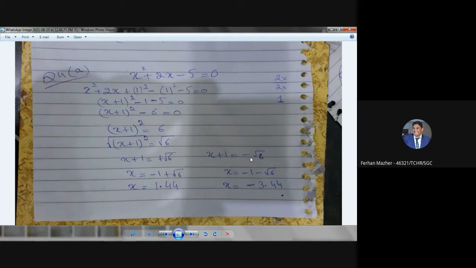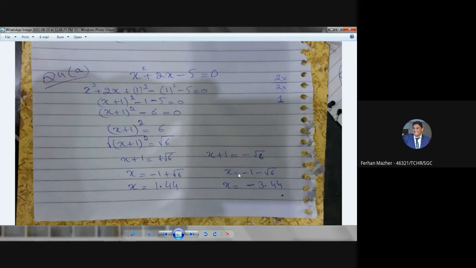If you remember question number 2 of this exercise, which you have already done, we were using this technique there. So here x plus 1 equals plus root 6. This plus 1 will go to the other side and become minus 1. So x equals minus 1 plus root 6. On your calculator, you will write minus 1 plus root 6 equals, and you will get the answer, that's 1.44.